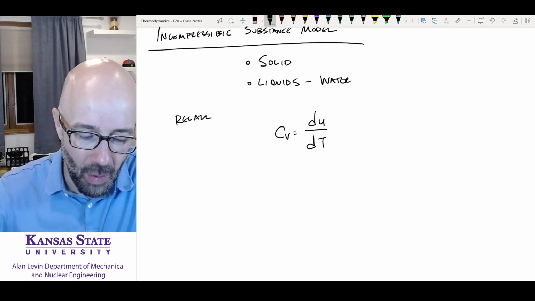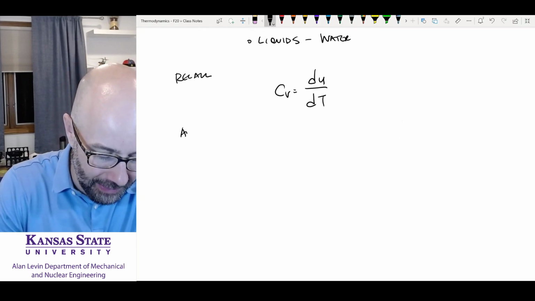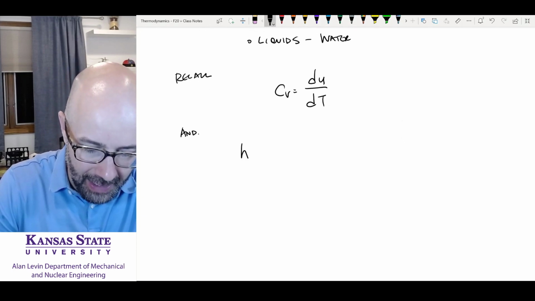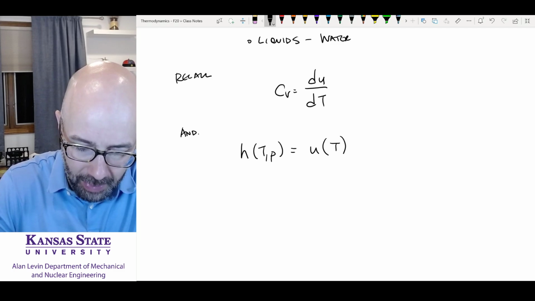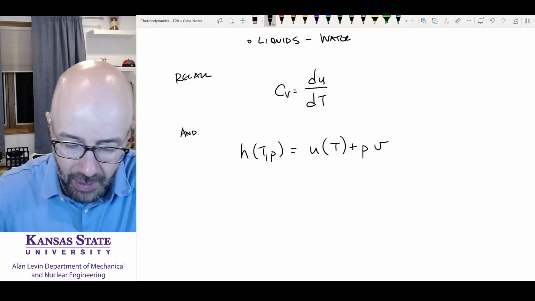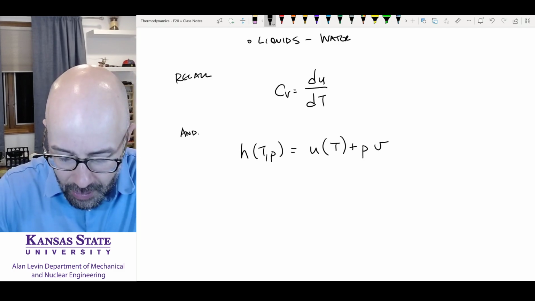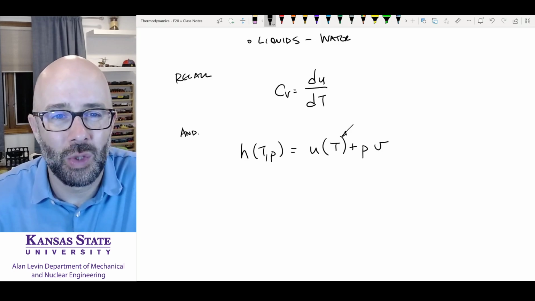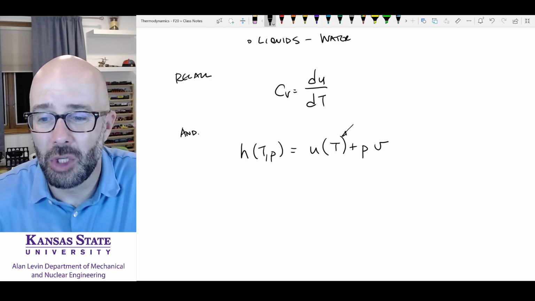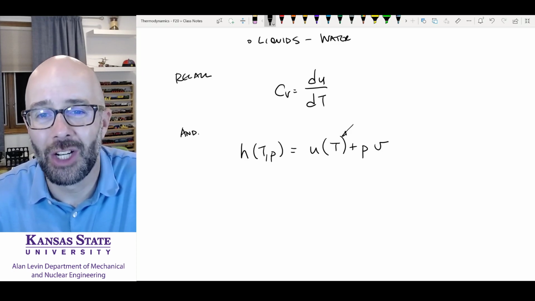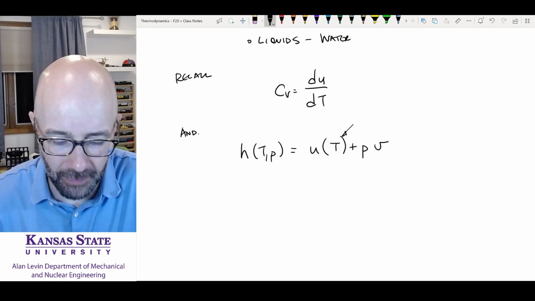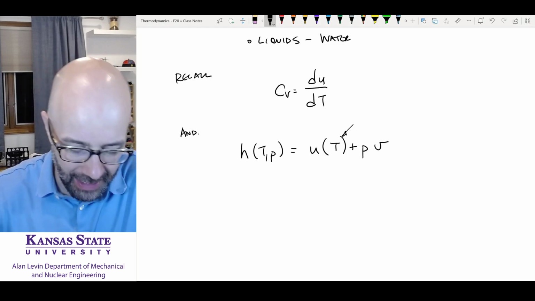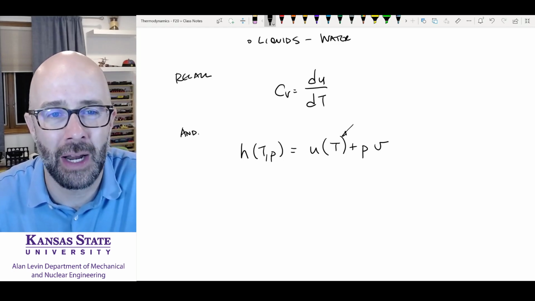Okay. We also know that the enthalpy at some temperature and pressure is equal to the internal energy at that temperature plus pressure times specific volume. Now notice here, I'm using parentheses, and this is where the derivation makes sure that you pay attention. I'm not saying internal energy times temperature. I'm saying internal energy as a function of temperature. Enthalpy as a function of temperature and pressure.